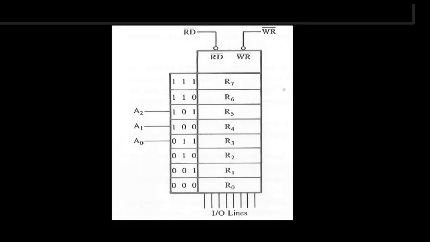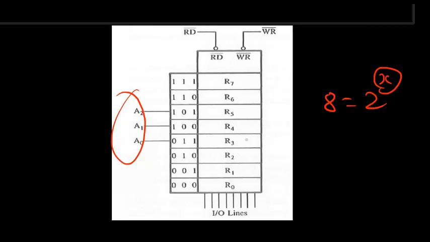As we know, because we have 8 registers, the number of address lines, this x, because 2 raised to 3 is 8, we require 3 address lines. So we have 3 address lines. Now these 3 address lines can have 2 raised to 3, that is 8, combinations. So when the address lines are 0 0 0, R0 gets selected, 0 0 1, R1 gets selected, 0 1 0, R2, and so on.